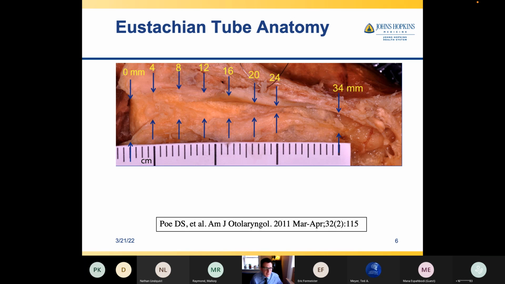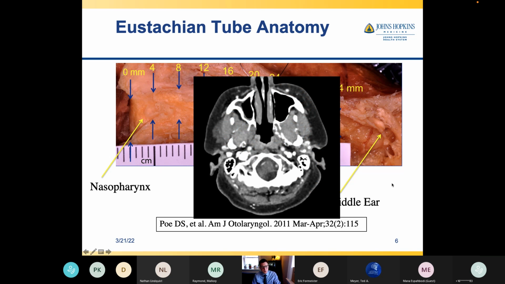This is a cadaveric dissection that Dennis Poe had done, showing the anatomy of the eustachian tube when it's been filleted open. To orient you, we have the nasopharynx here, the middle ear here, and then this narrowing here is called the isthmus. And what you'll notice is that about 2/3 of the eustachian tube, or about 2.5 centimeters of it, is the cartilaginous portion here. And then there's this narrowing, and about another 1/3 of it is the bony eustachian tube. When we're thinking about the anatomy, it's helpful to think of nearby structures.